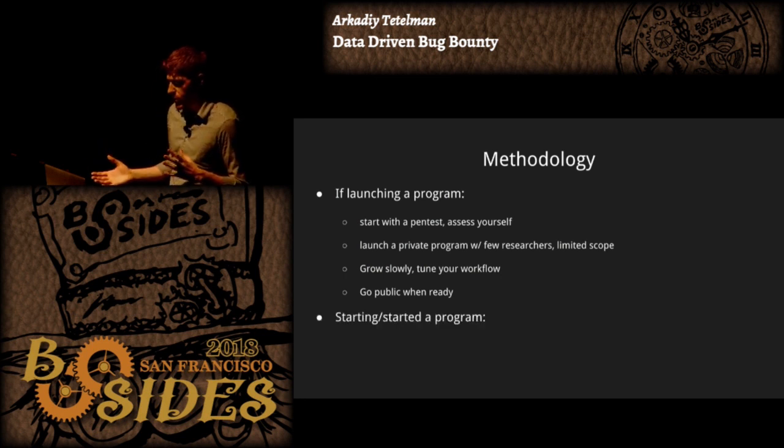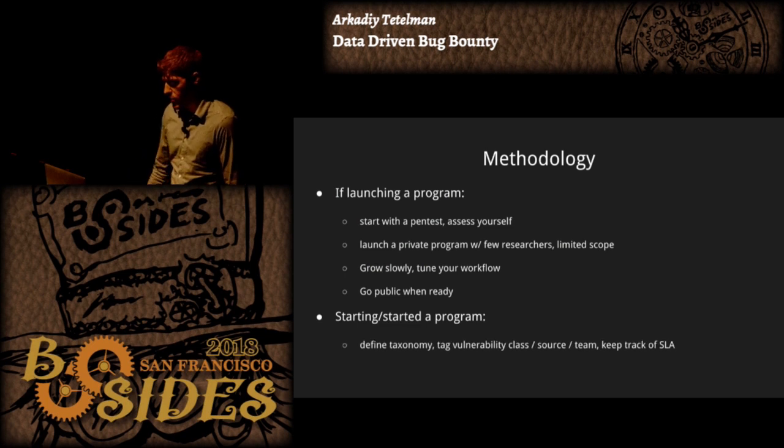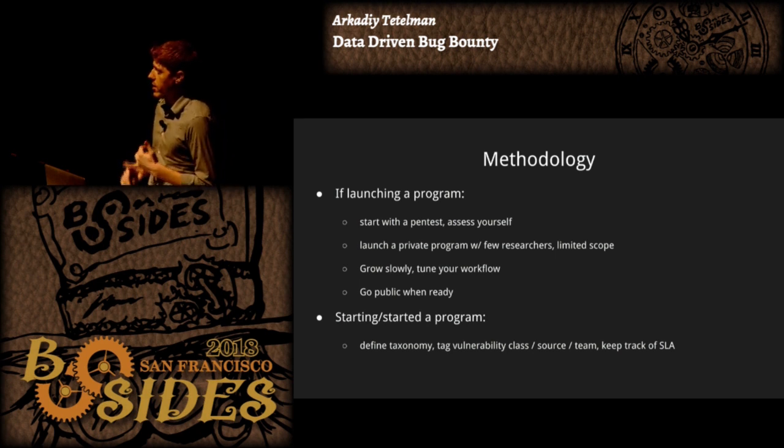And regardless of whether you're starting or have already started a program, as I mentioned before, you've got to define that taxonomy. Specifically, I think these are the most important things: tag the vulnerability class, tag the source of the vulnerability, tag the team that it belongs to, and keep track of SLA. I think just those 4 or 5 things will get you really, really far in terms of what value you get out of this data.